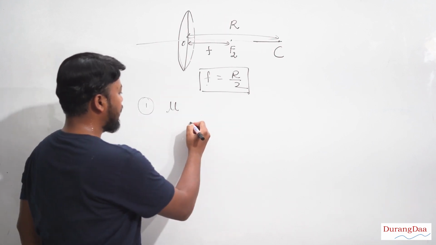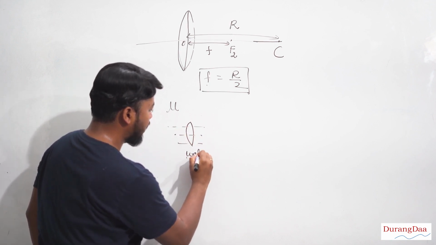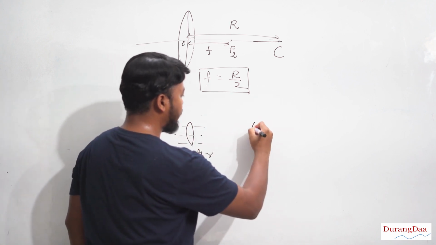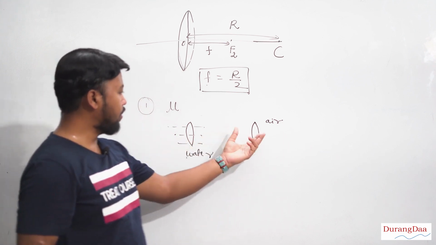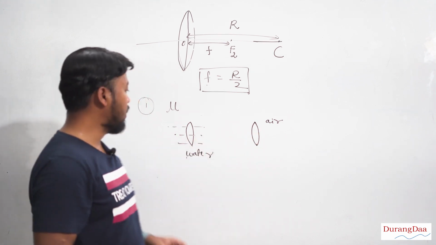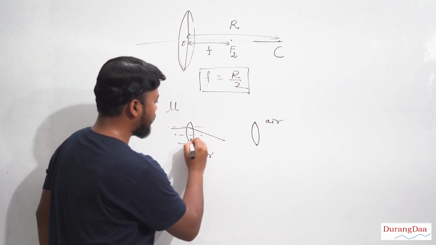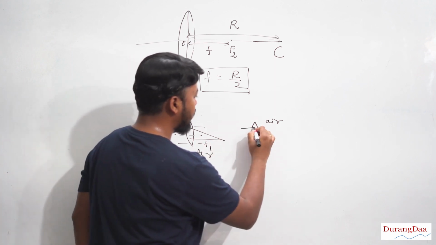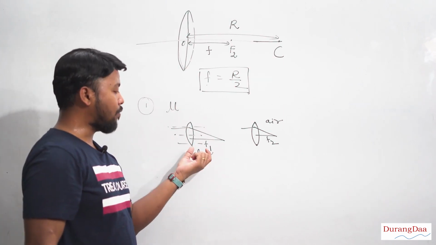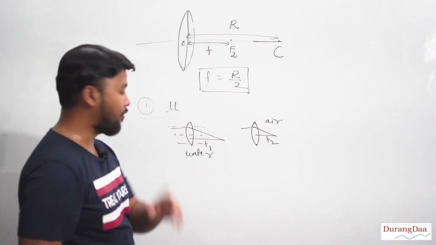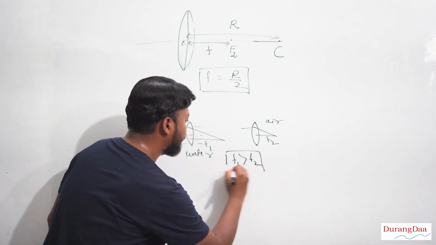For example, if I take one lens and place it inside water, and the same lens I place in air, where the outside medium is air, even though they are the same length and same thickness, their focal length will vary. In case of water, suppose the focal length is f1 and in air the focal length is f2. If you place the lens inside water, the focal length increases. That is your first factor. f1 here is greater than f2.